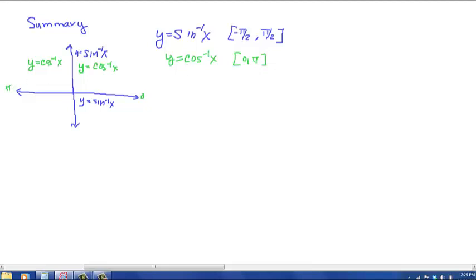Tangent we're restricted to, again, negative pi over 2 to pi over 2. So again, we're talking first and fourth.